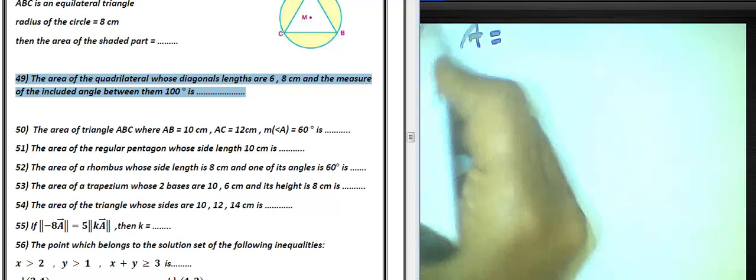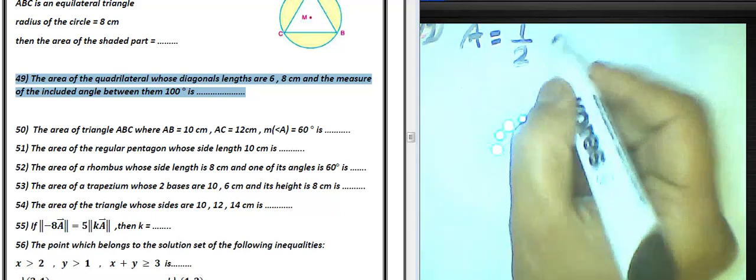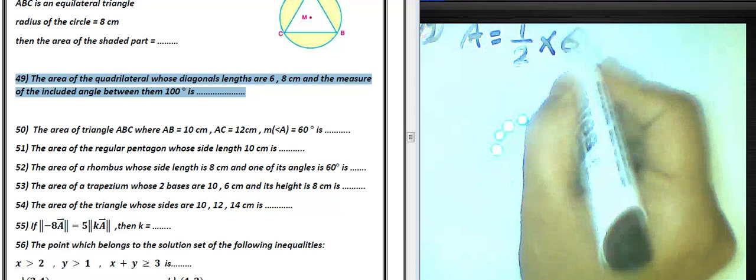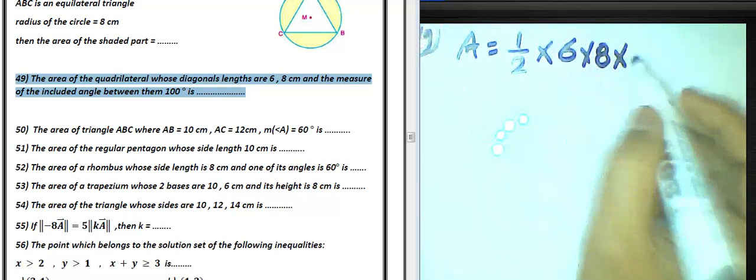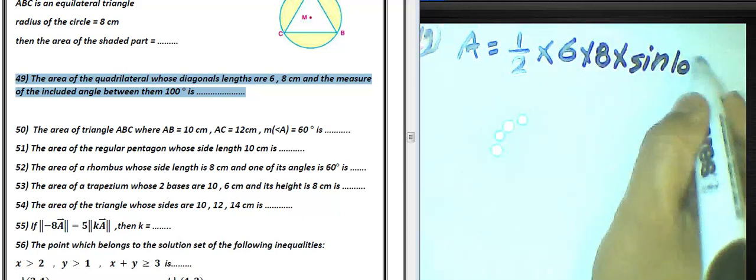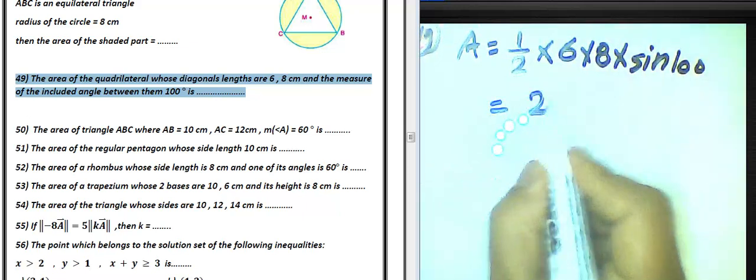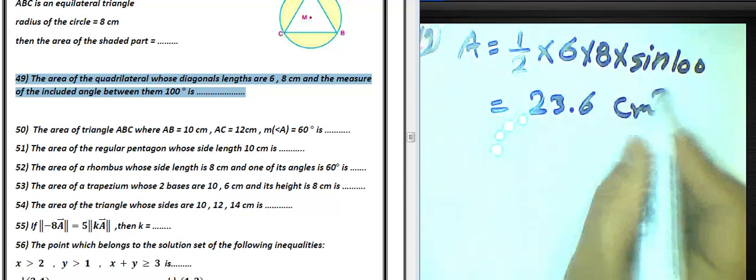The area of a quadrilateral whose diagonal lengths are 8 centimeters and the measure of the included angle between them is 100 degrees. We can find the area by using the rule: half multiplied by the first side and the second side, multiplied by the sine of the included angle between them, sine 100, so the result will be 23.6 square centimeters.